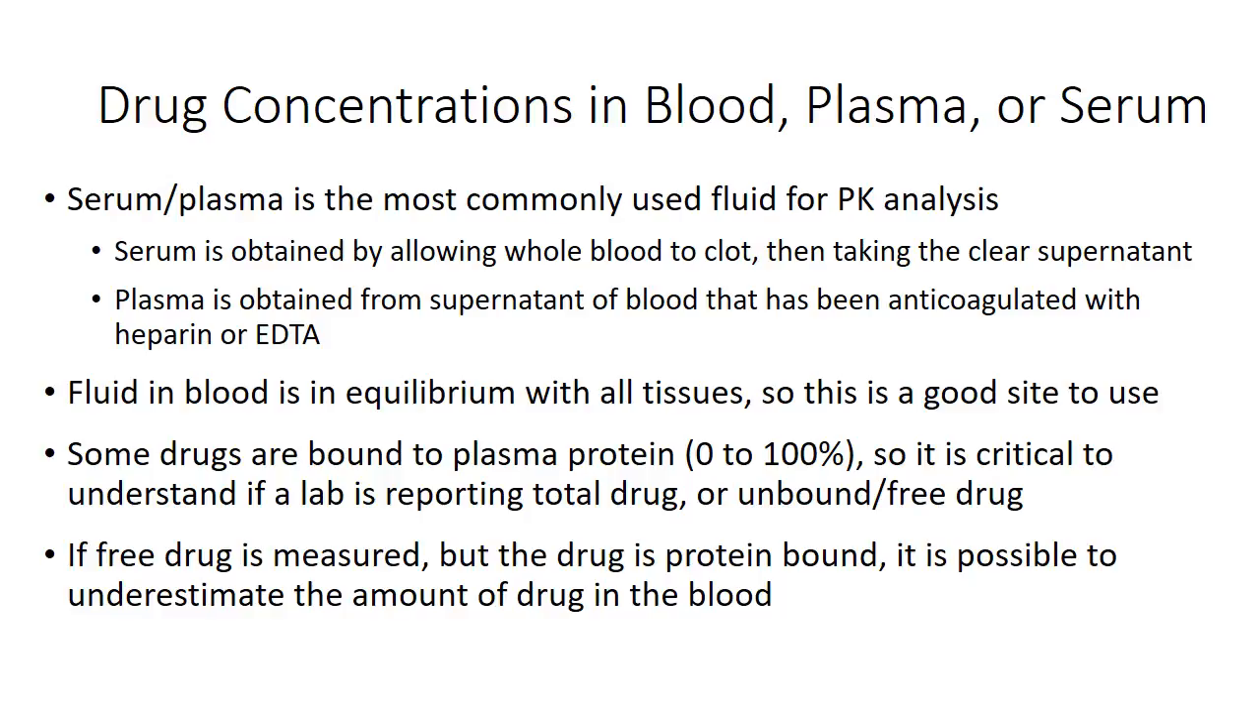Some drugs are bound to plasma protein. It could be 0 to 100% protein bound, and that's really, really important to understand. When we talk about drug distribution, we're going to have a long discussion on plasma protein binding. So it's critical to understand if you're getting lab values on a patient. And of course, most of this is already standardized, so you shouldn't have to guess. But it's still important to understand if the lab is reporting the total drug or just the drug that is not bound to plasma protein.